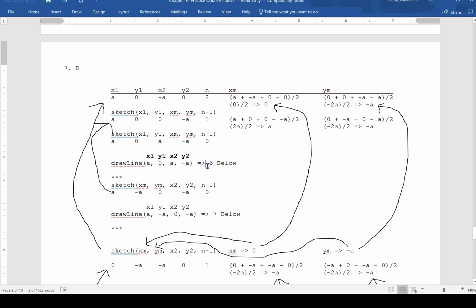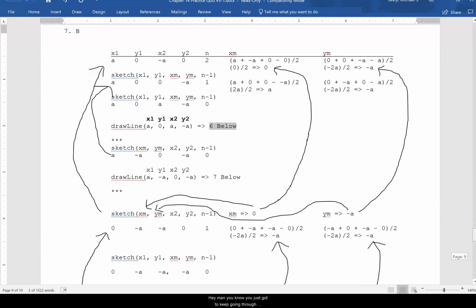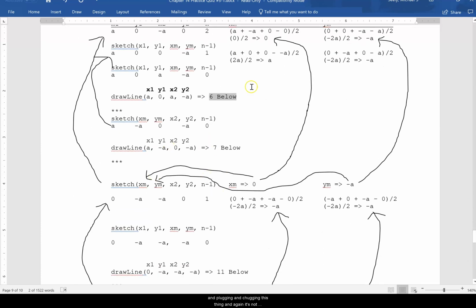This is where I have 6 below here, where you can go through and see how I end up getting this. This is number 6. So if this is my x1, y1, x2, y2, a over is my x, and 0 is my first point. Then a over is my next x2 point, and negative a down gives me my point right here. When we connect those together, that's where we get side 6 from. Then you just keep going through, plugging and chugging. Again, it's not an easy question to go through.